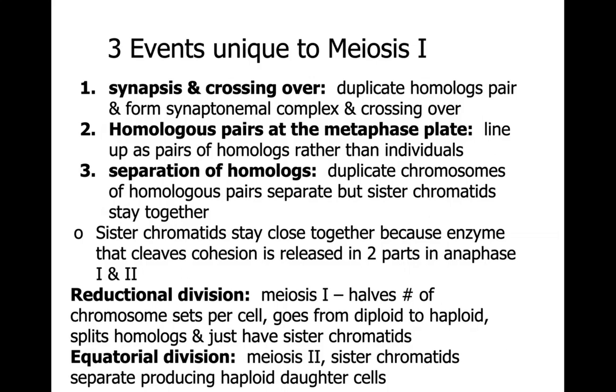Meiosis I is sometimes referred to as your reductional division because it halves the number of chromosome sets per cell, goes from diploid to haploid. Sometimes meiosis II is referred to as the equatorial division. Here the sister chromatids separate to make your haploid daughter cells.